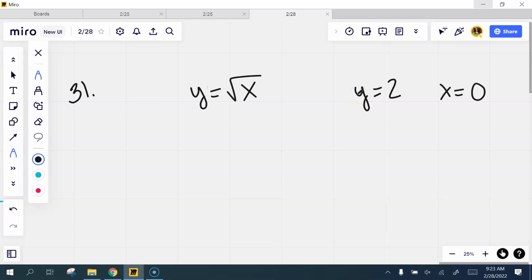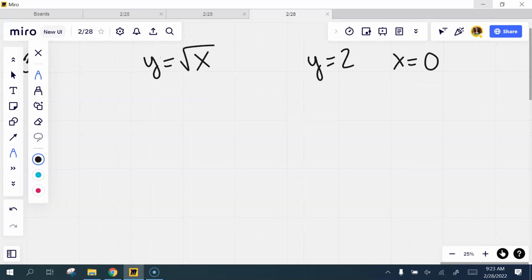There are four different revolutions I have to do with this problem. Find the volume of the solid generated by revolving the region bounded by these curves about the x-axis, the y-axis, and then two different lines. Let me just graph it first and show you what we're working with here.